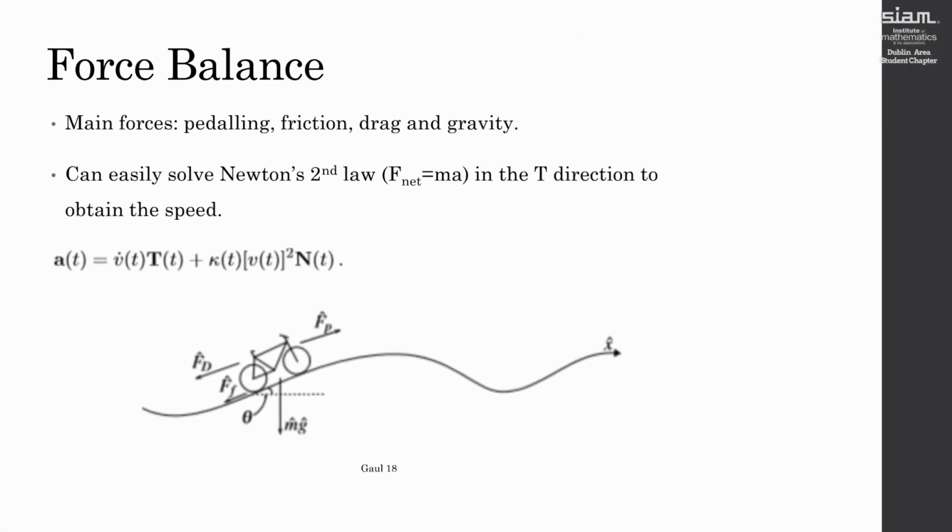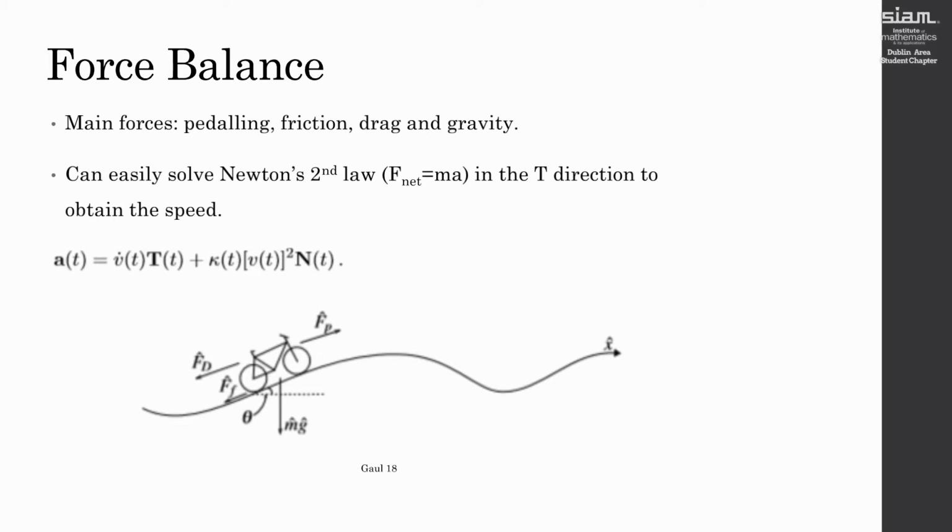We identified four main forces: pedaling, friction, drag, and gravity. The first three of these will solely exist in the t direction, and gravity can easily be broken up into its components. We're going to solve Newton's second law, which is that the net force is equal to the mass times the acceleration in the t direction to obtain the speed, as the acceleration in the t direction is purely the rate of change of speed.